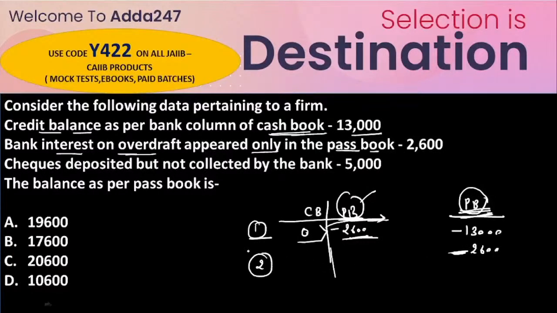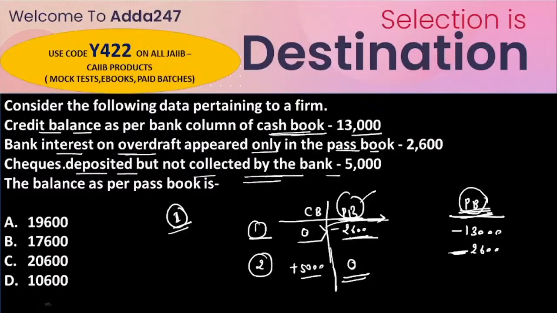Now the second condition is given: a check deposited but not collected by the bank. Suppose I, as a customer, deposited a check into the bank, but the bank has still not collected the check. That means this transaction will appear in my cash book with plus 5000 rupees, but in the bank statement it is reflecting as zero because the bank has still not collected that check.